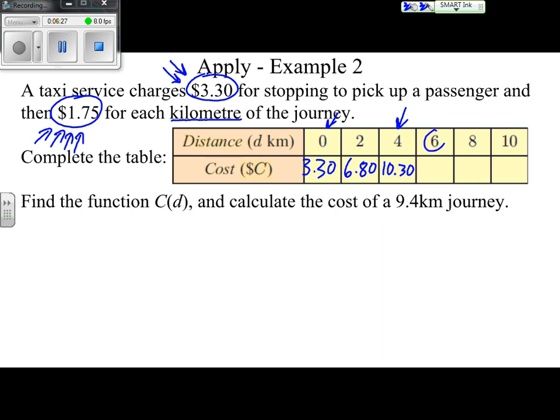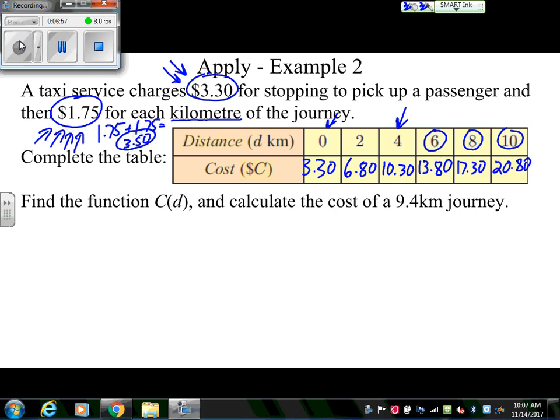Since we're going by 2s, each one of these values, I can just take my previous value and add on 2 more 1.75s, or if I take 1.75 plus 1.75, I end up with $3.50. And so really that's all I need to do to add on here. So if I add on $3.50 here, I end up with $13.80. And then I can rinse and repeat and do that for the last 2 as well. So I've got all my values filled in.